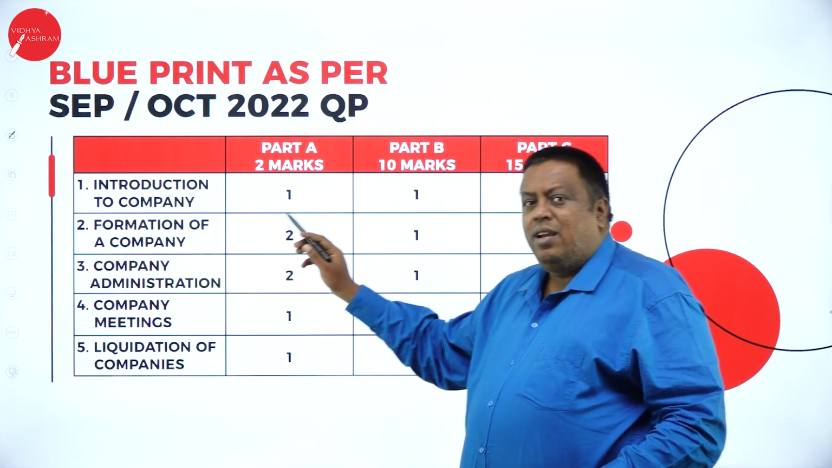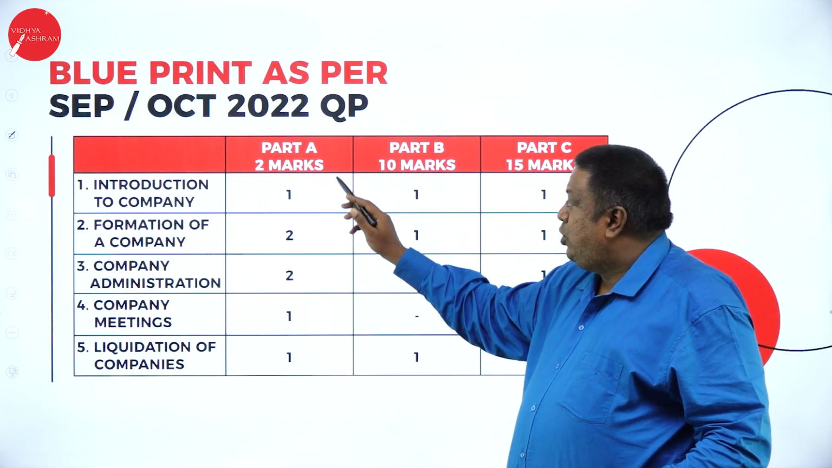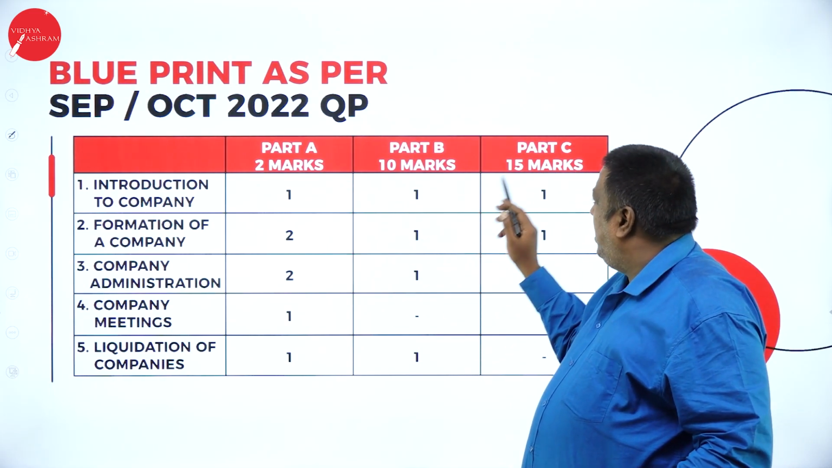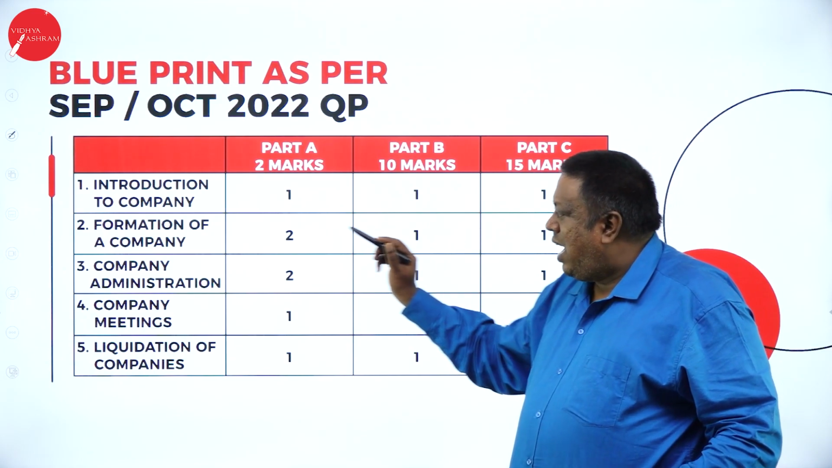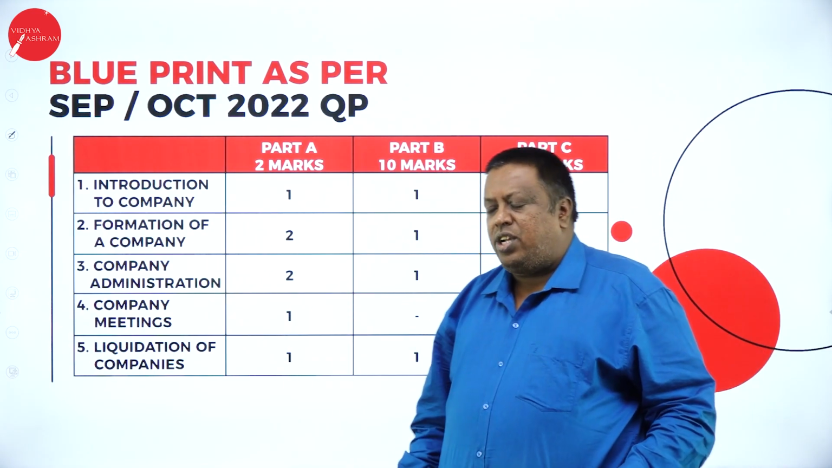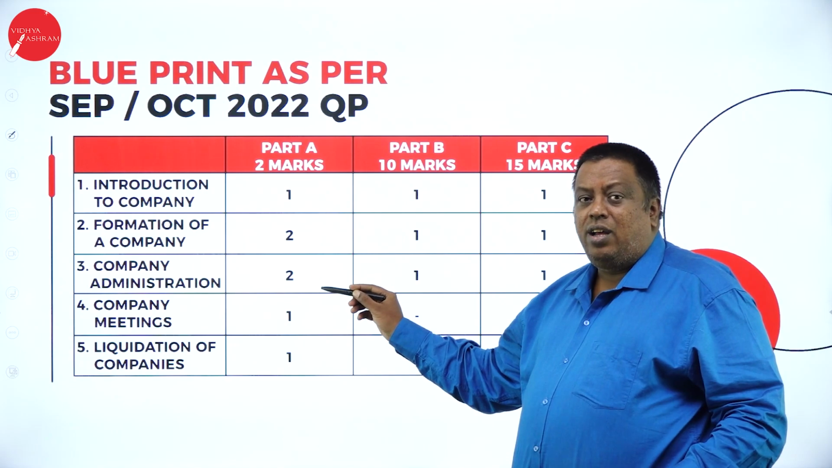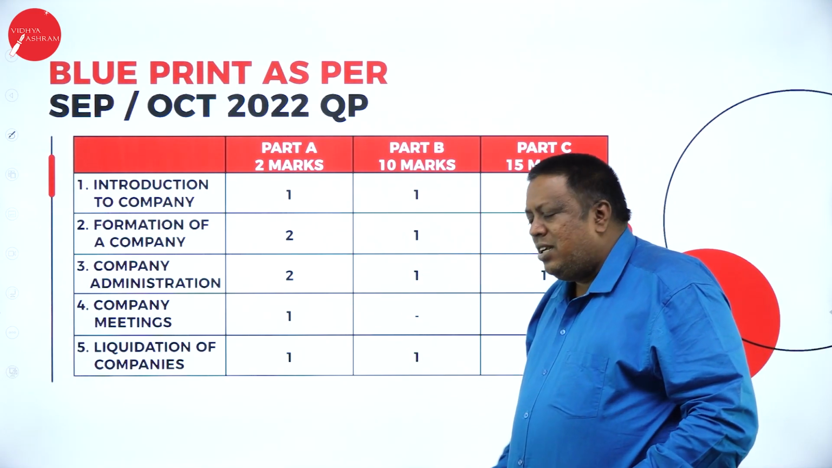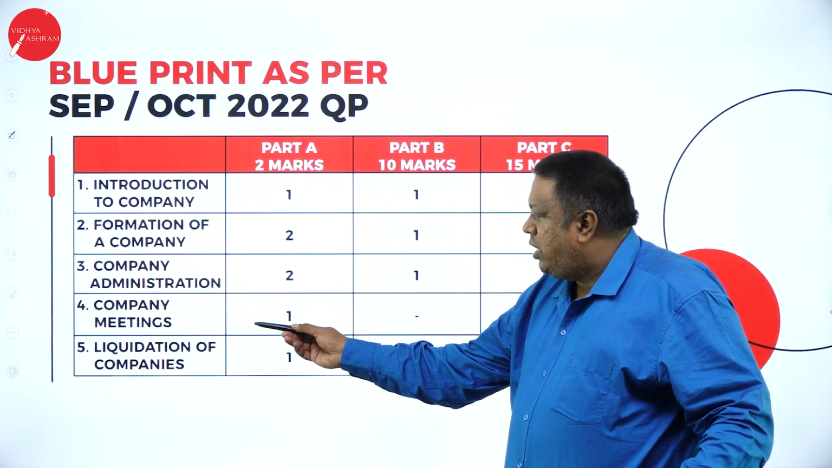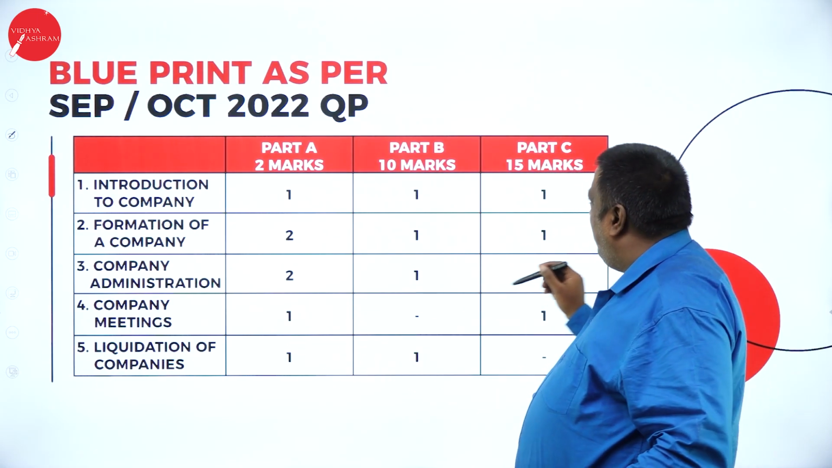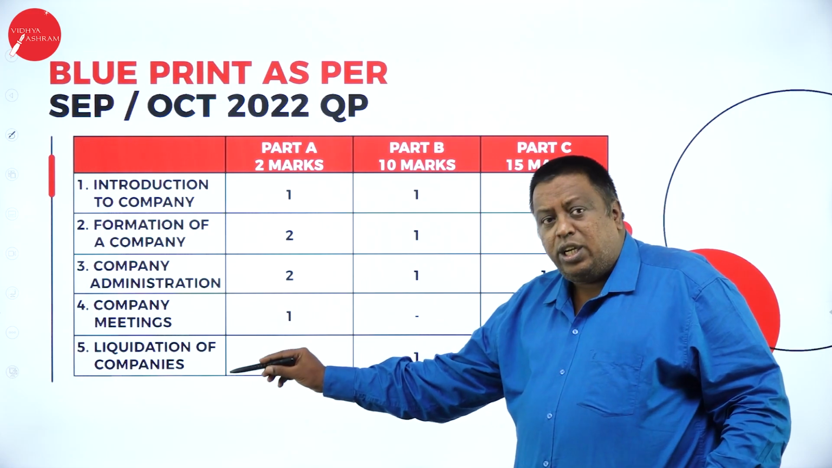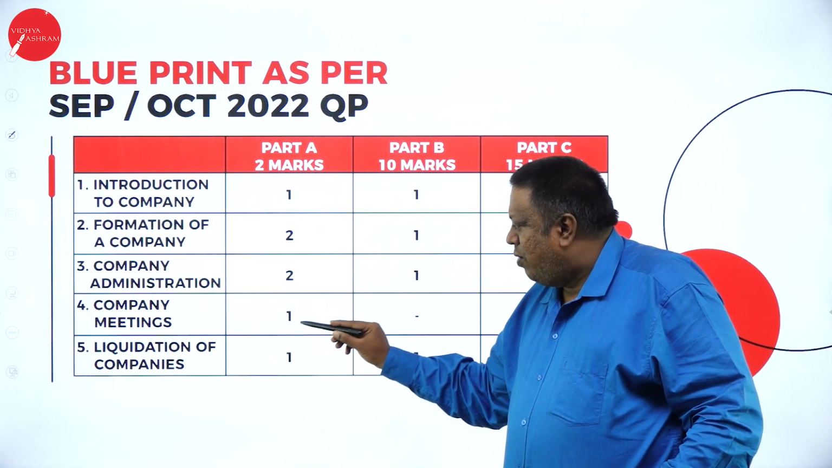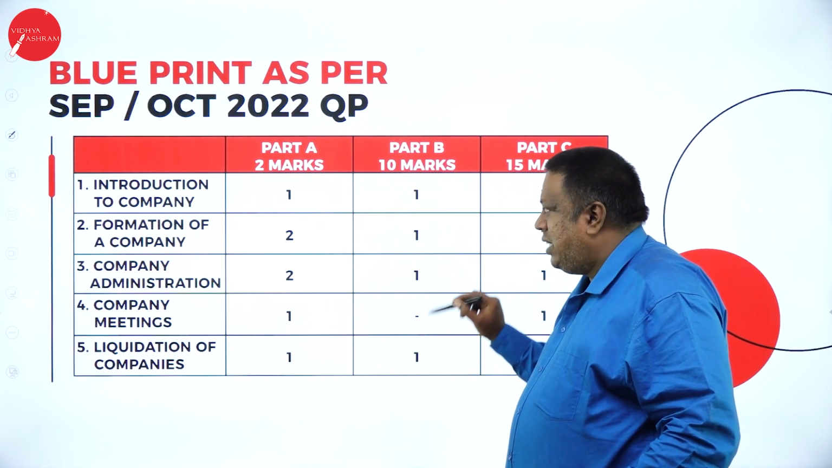Formation of a company: there will be 2 questions of 2 marks, 1 question of 10 marks, and 1 of 15 marks. From company administration, there will be 2 questions of 2 marks, 1 of 10 marks, and 1 of 15 marks. In the fourth unit, 1 question of 2 marks and 1 of 15 marks. The last unit, liquidation of companies, 1 of 2 marks and 1 of 10 marks.